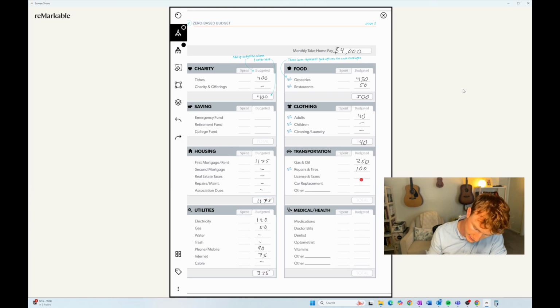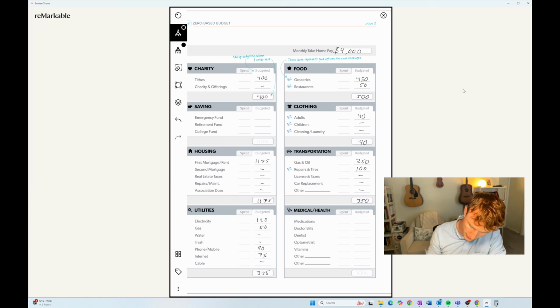License and taxes, we'll leave that blank. If you know that you have expenses like that coming up for the following month, those are good things to plan out in advance. Car replacement, this is if you're really trying to save up for something to get a new car. Other, boom. So $350 for transportation.